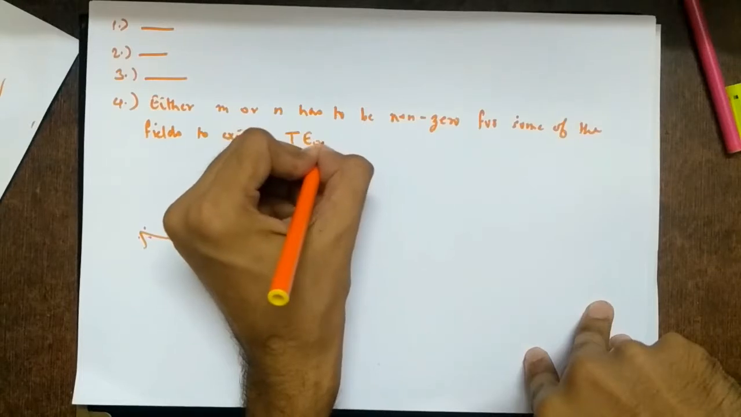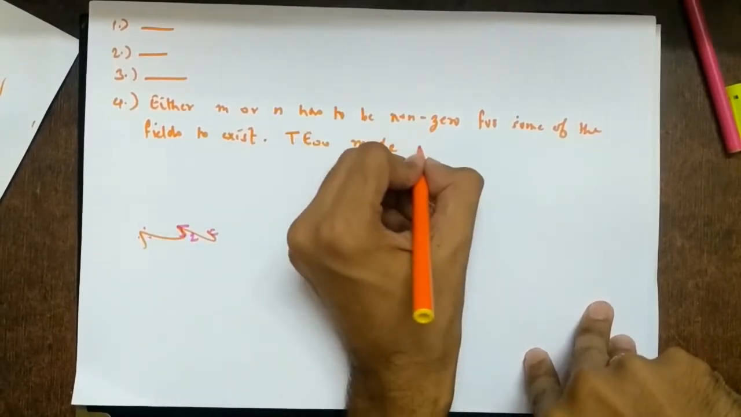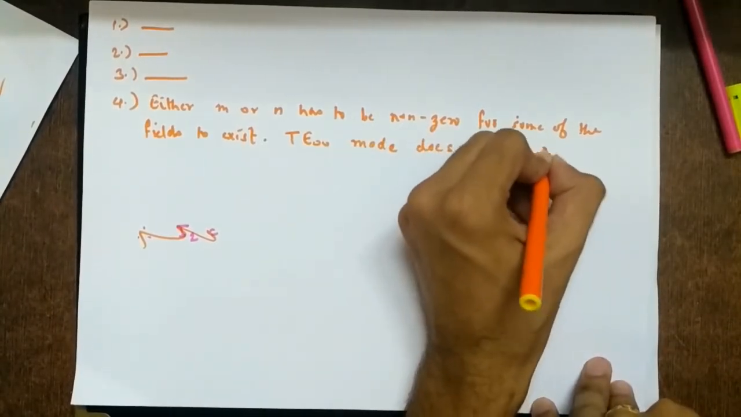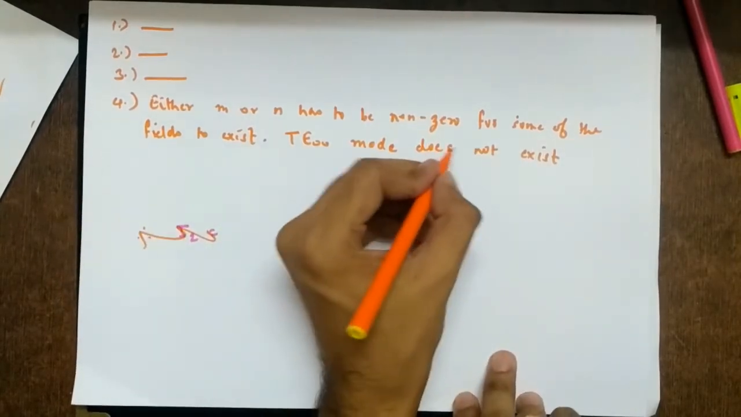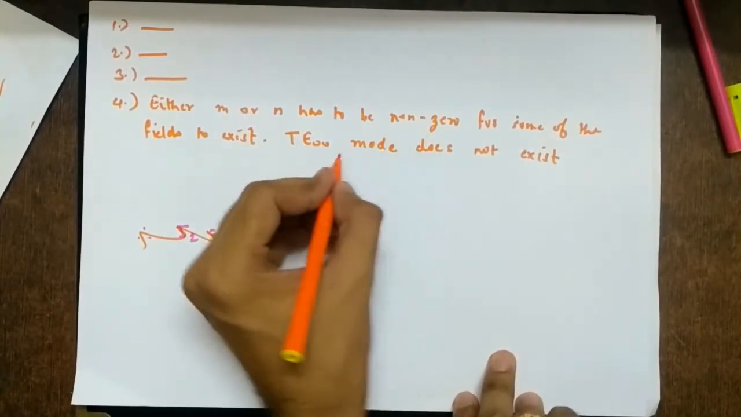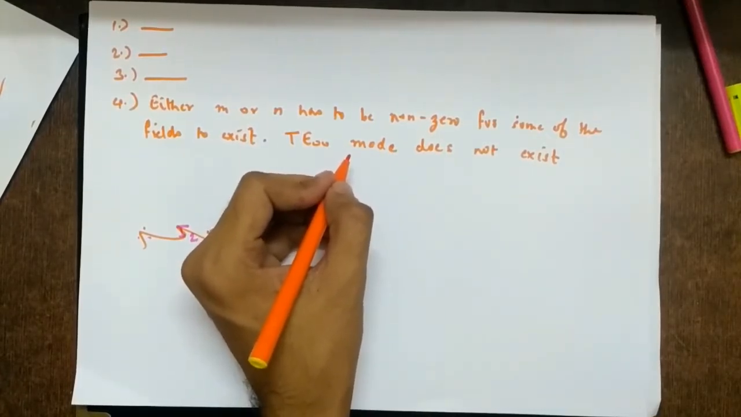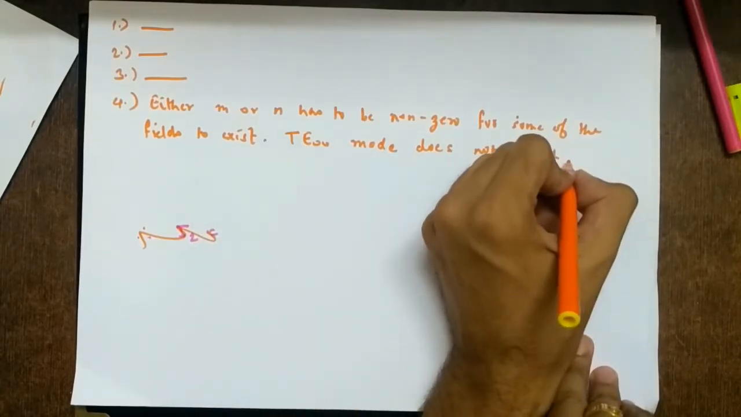Then we say, I'm not writing in detail, you can refer to the notes that I upload. TE00 mode does not exist. Why does it not exist? Because all the fields vanish. Yes, Hz exists for both values of m and n being 0, but since Ez is 0, Hz also cannot exist, because we have seen there is interdependence of electric and magnetic field from Maxwell's equations.